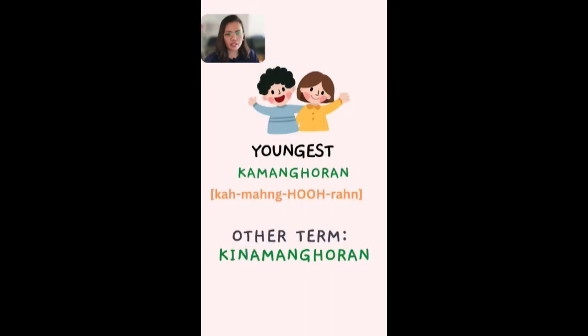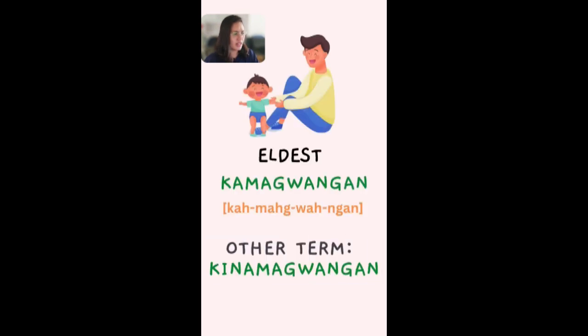So youngest is kamanghuran. Another term is kinamanghuran. Kamanghuran or kinamanghuran. Okay, next one we have eldest. Eldest is kamagwangan. The other term is kinamagwangan, or kinamagulangan. So we have the magulang version. Kinamagulangan or kinamagwangan. I'll just use kamagwangan.